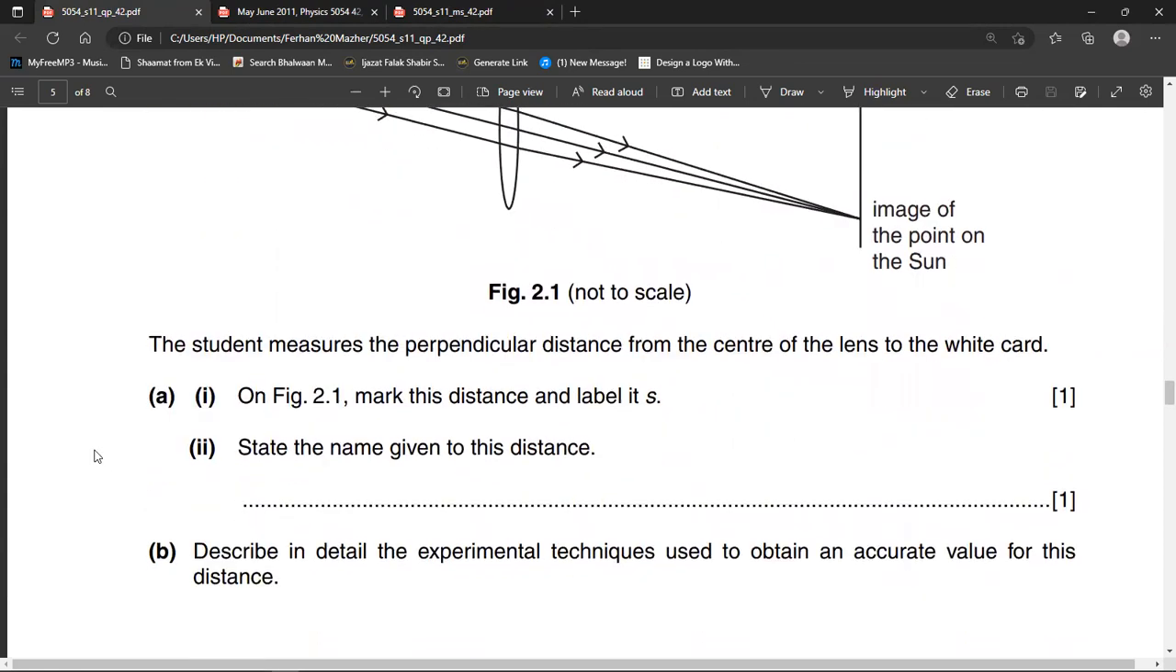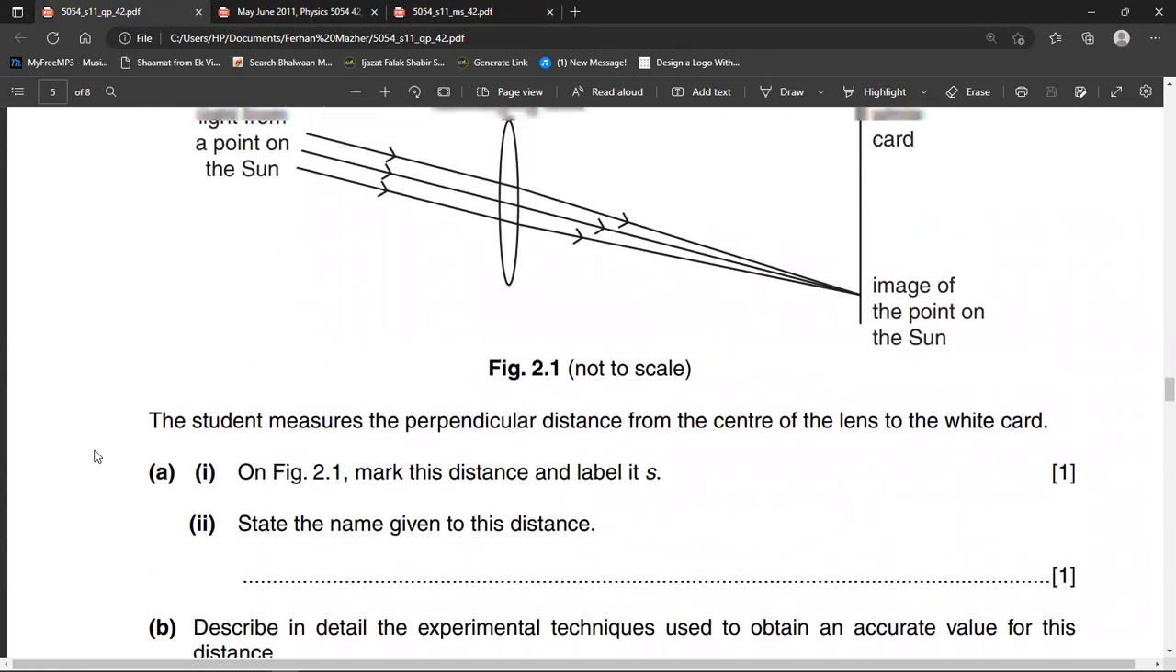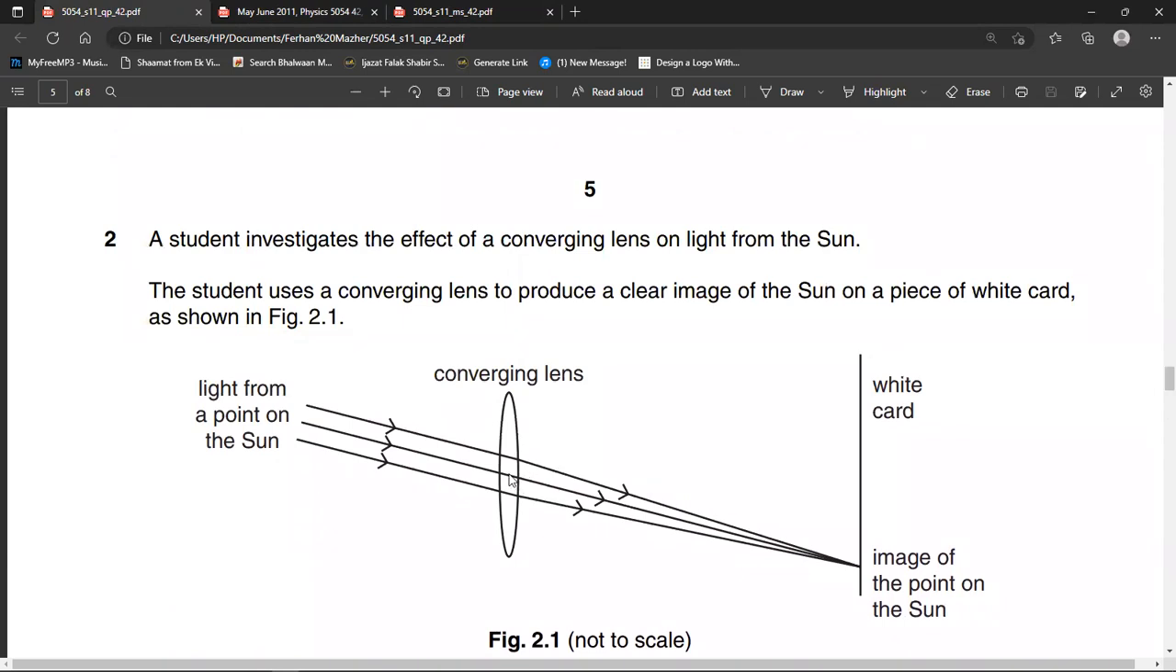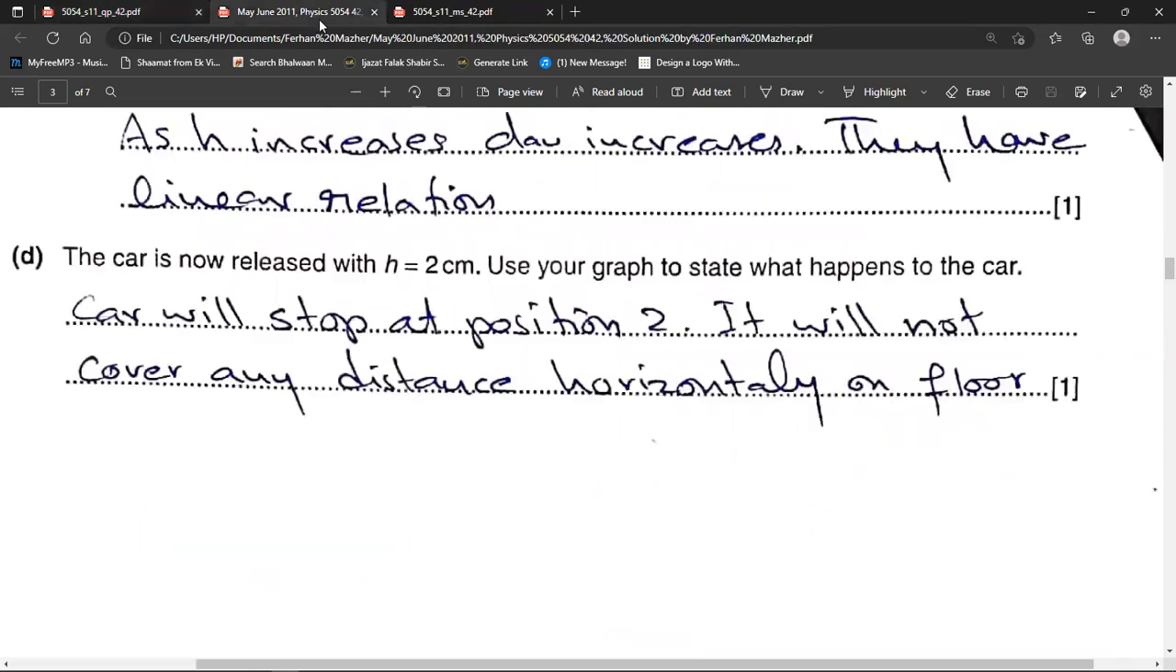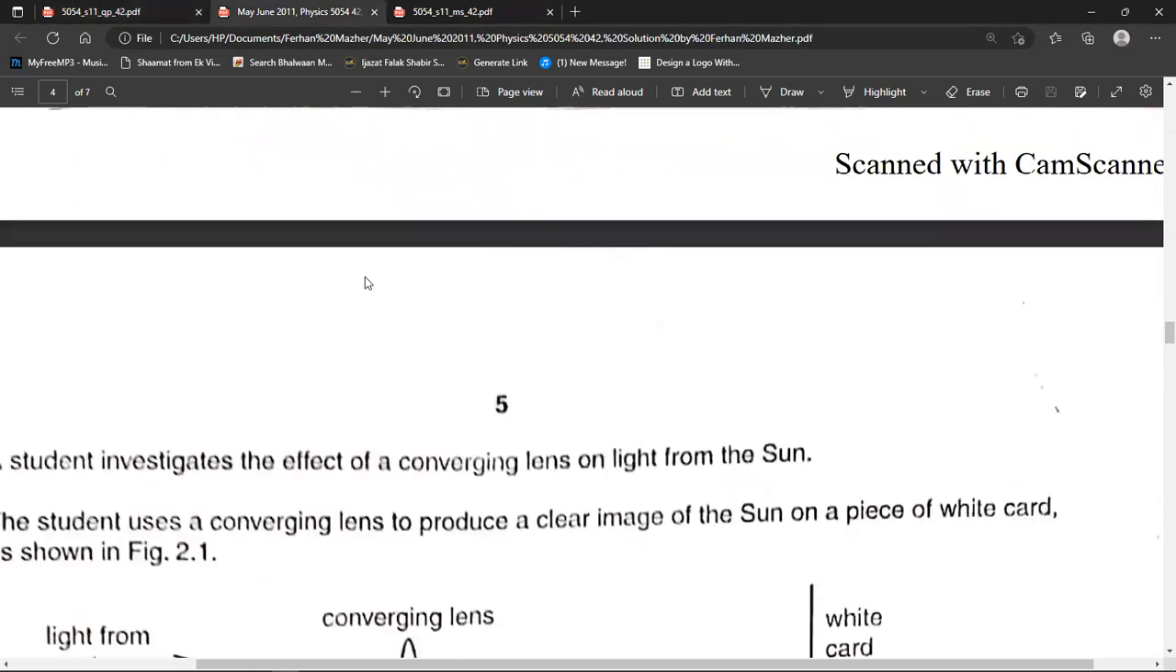The student measures the perpendicular distance from the center of the lens to the white card. So he measures this distance. Okay. On figure 2.1, mark this distance and label it S. And then he says, state the name given to this distance. This distance is called, we call it focal length.